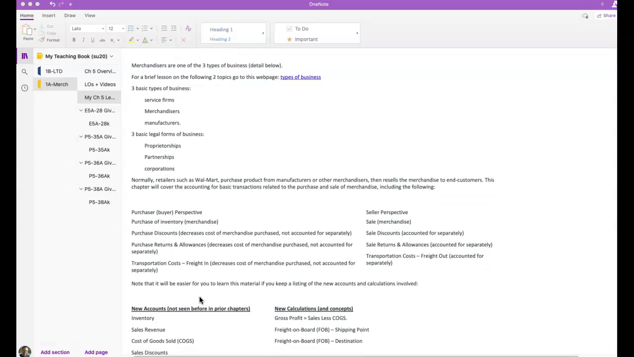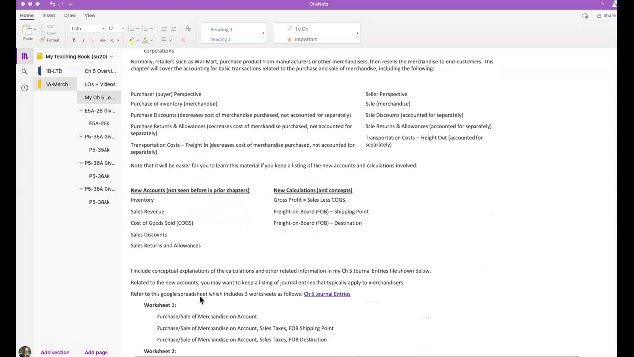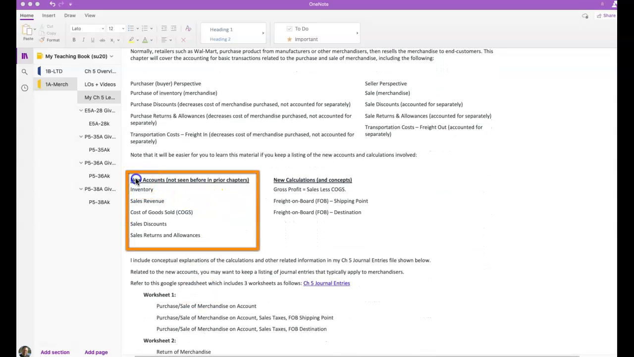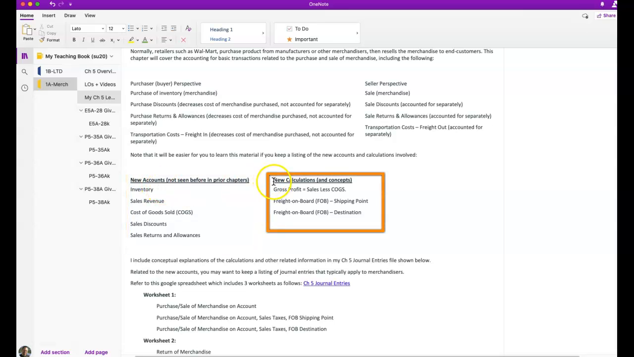My lecture notes also provide you with a listing of new accounts, those not seen in prior chapters, as well as new calculations or concepts that I highlight to make sure that you pay special attention to them. For example, in this chapter, you will learn about gross profit, COGS, or cost of goods sold, FOB destination, FOB shipping point, and others.